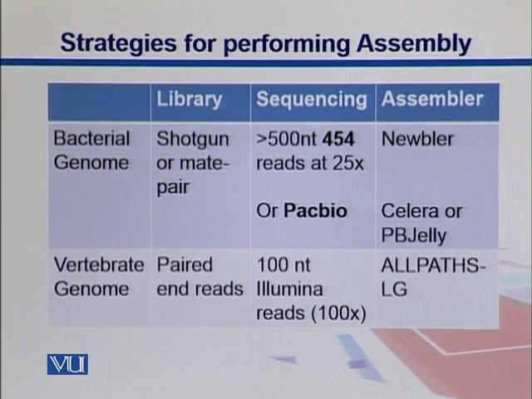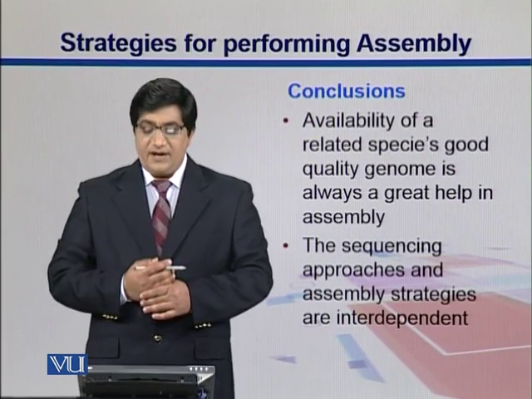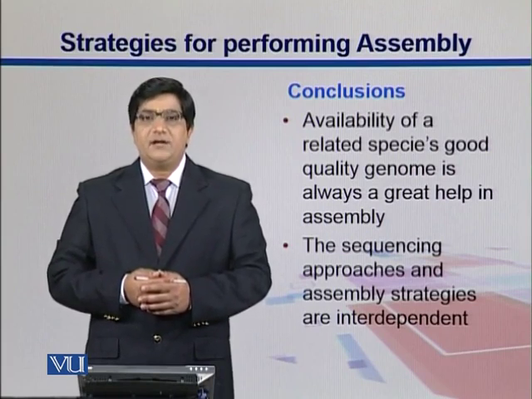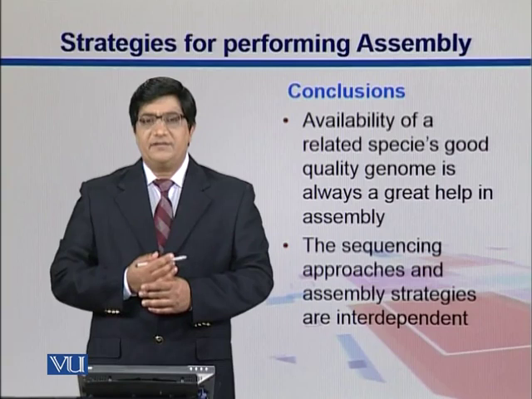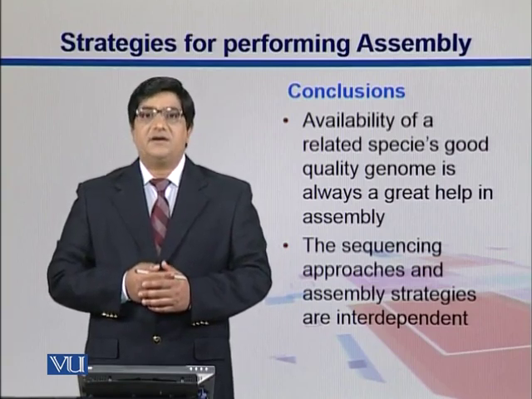For that you need to have big coverage, which is 100x. Obviously that is also expected for a eukaryotic genome, and the assembler to be used with these Illumina reads is ALLPATHS-LG. We'll talk about these assemblers in a later section, a few more sections from now onwards. So what we have seen so far is that the availability of a good quality related species genome might help in a guided assembly, and the sequencing approaches and assembly strategies are interdependent.